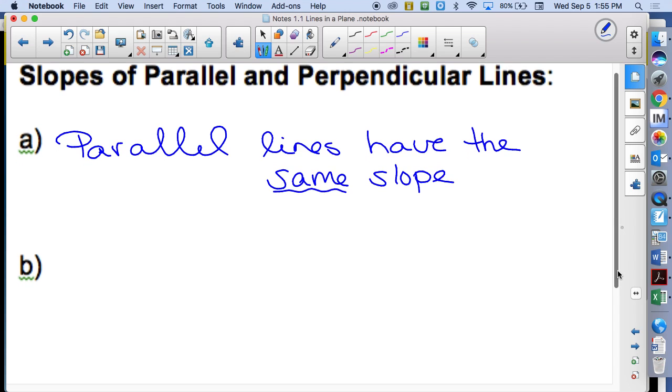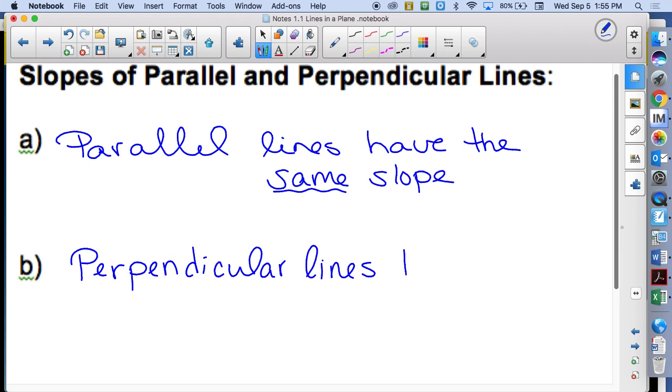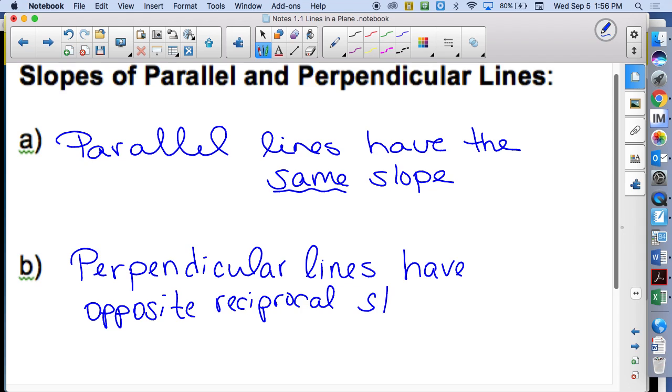Sabrina, perpendicular lines have what? She said reciprocals. Is there another word with that? Negative. So we call that opposite reciprocal slopes. So they have to be opposites. One is positive, one's negative, and then they have to be reciprocals. Questions?